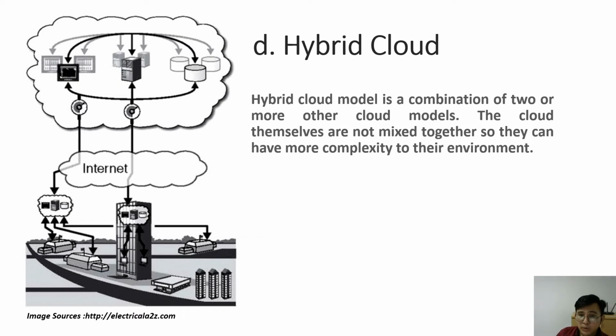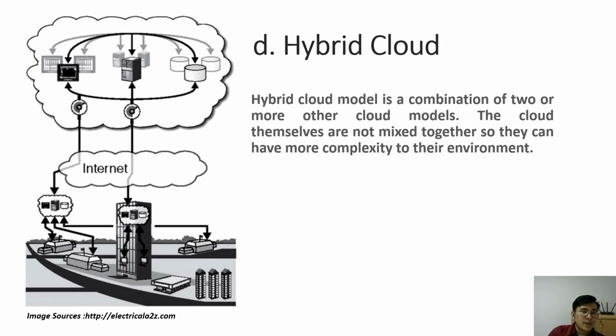A hybrid cloud model is a combination between two or more of the other cloud models. So not only from what I gave you as an example before, but could be other or potentially cloud technology that will be made in the future. So the cloud technology is mixed together so they can have more complexity and also uses in the society itself.